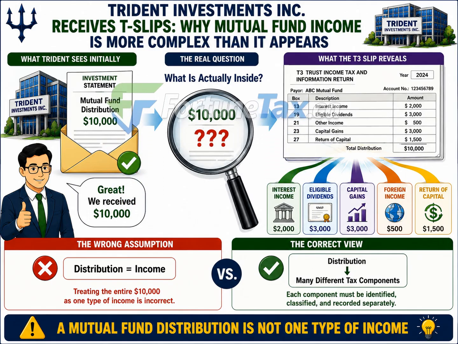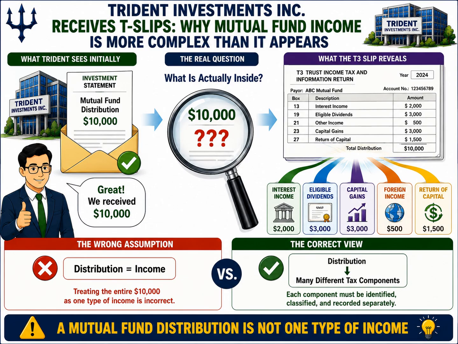Notice the comparison at the bottom of the slide. The incorrect assumption is to think distribution equals income. The correct approach is to recognize that a distribution may contain multiple tax components that must be identified and classified separately. This is exactly why tax slips are so valuable. They provide the detailed information needed to determine the true nature of the amounts received.